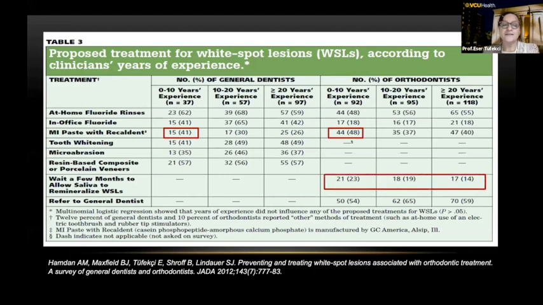And as far as the same question, waiting a few months to allow saliva to remineralize white spot lesions, none of the general dentists were waiting, but at least some proportion of orthodontists were waiting a few months to allow the saliva to remineralize white spot lesions. And once again, we will talk about these concepts later.